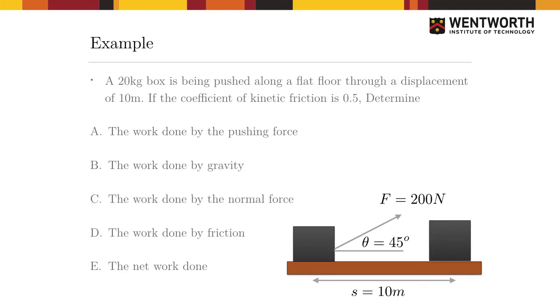Let's see how this works in practice. Suppose we have a 20 kilogram box that is being pushed along a flat floor through a displacement of 10 meters. If the coefficient of kinetic friction is 0.5, we want to determine the work done by the pushing force, F, the work done by gravity, the work done by the normal force, the work done by friction, and the total work done.